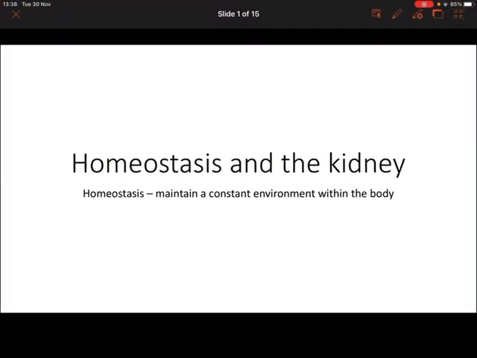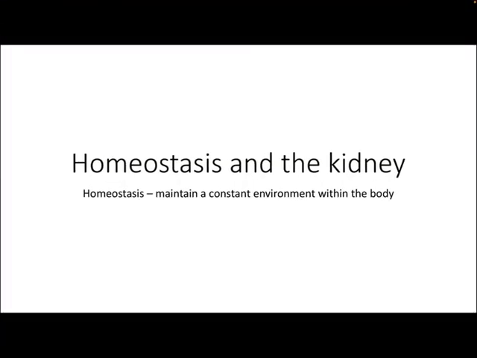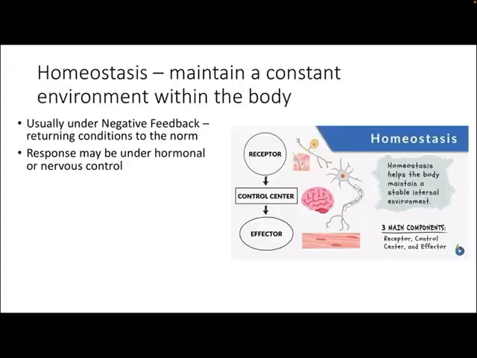In this PowerPoint, we're looking at homeostasis in the kidney. So homeostasis is the way of maintaining the constant environment within the body. It is usually under negative control or negative feedback, where we are trying to return the conditions back to the norm. And the response may be under hormonal control.